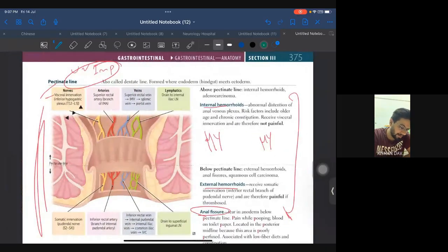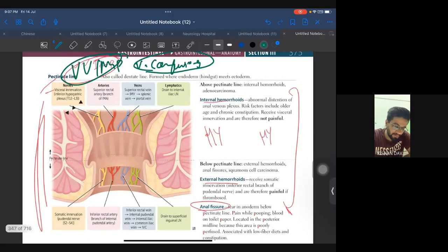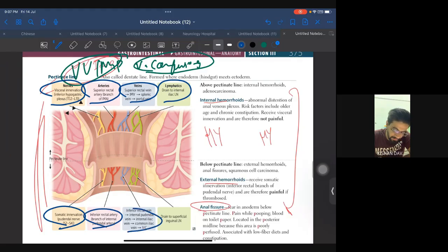Now this, as I already mentioned above, is very important and very confusing, and you will be forgetting it again and again. Okay, it used to happen with me. I don't know about you. So let's just see how it is important. You need to remember the nerves, arteries, veins, lymphatics above and below the pectinate line.